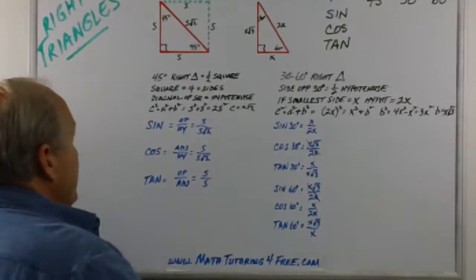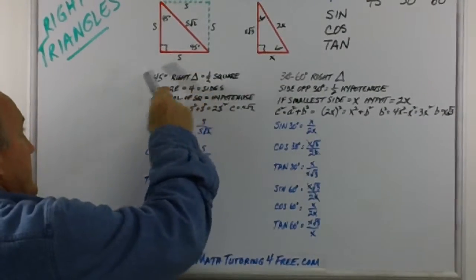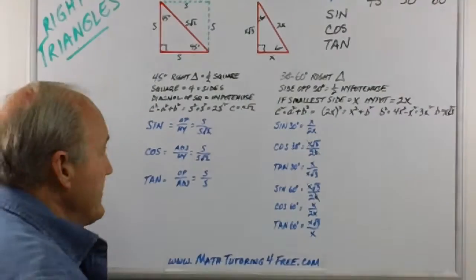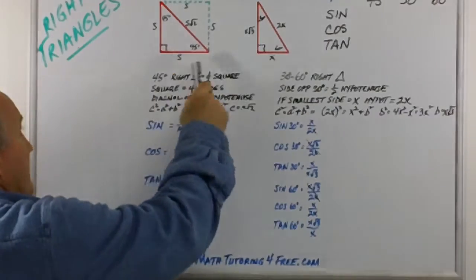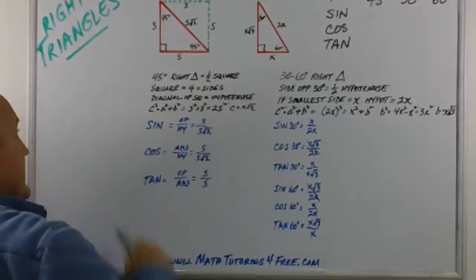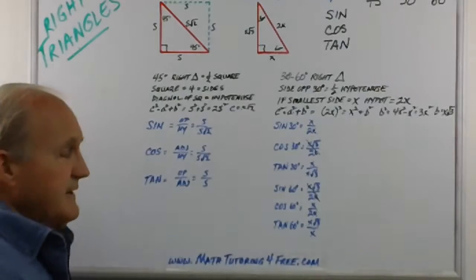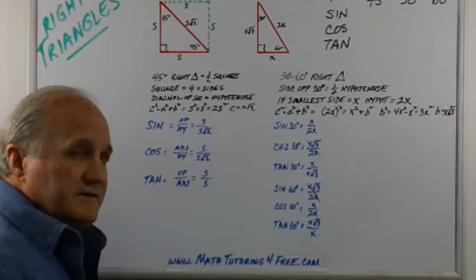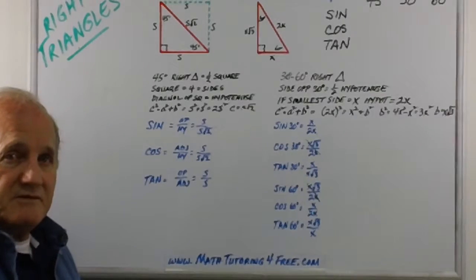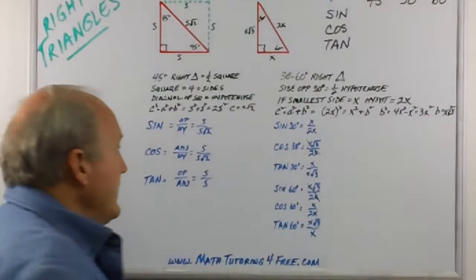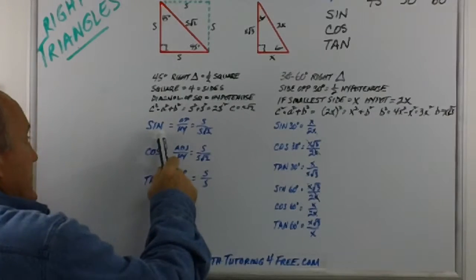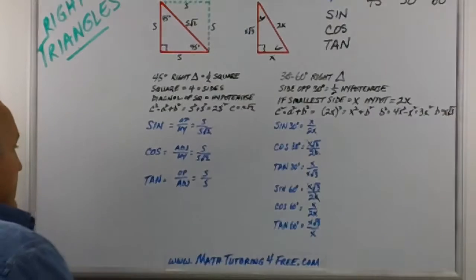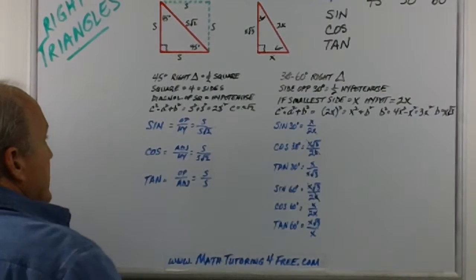If you look at the 45 degree triangle, hopefully you recognize right away that it's just half of a square. If you remember the square, all four sides are the same, so I indicated the side as S. Through the Pythagorean theorem, you find that the diagonal of the square is S times the square root of 2. Knowing that, let's calculate the sine, cosine, and tangent and see if you can lock those into your memory.